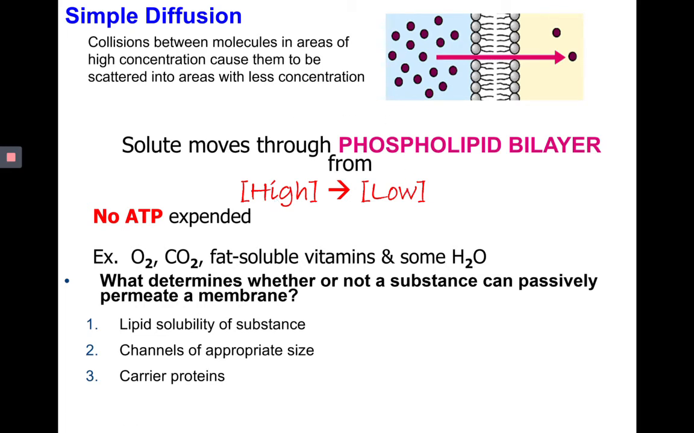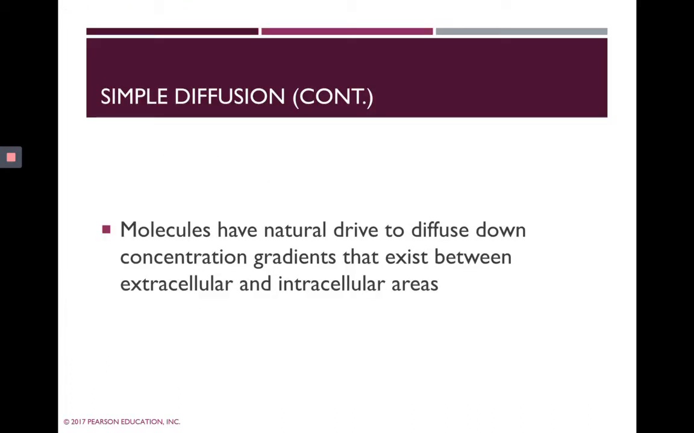So simple diffusion just relies on the collisions between molecules in an area where there's a high concentration, and those collisions would occur more likely in an area where there is more of a substance, and those collisions are more likely to cause those molecules to scatter and move to areas with less concentration. So molecules do have a natural drive to diffuse down their concentration gradient, and I'm going to focus on that phrasing for just a second.